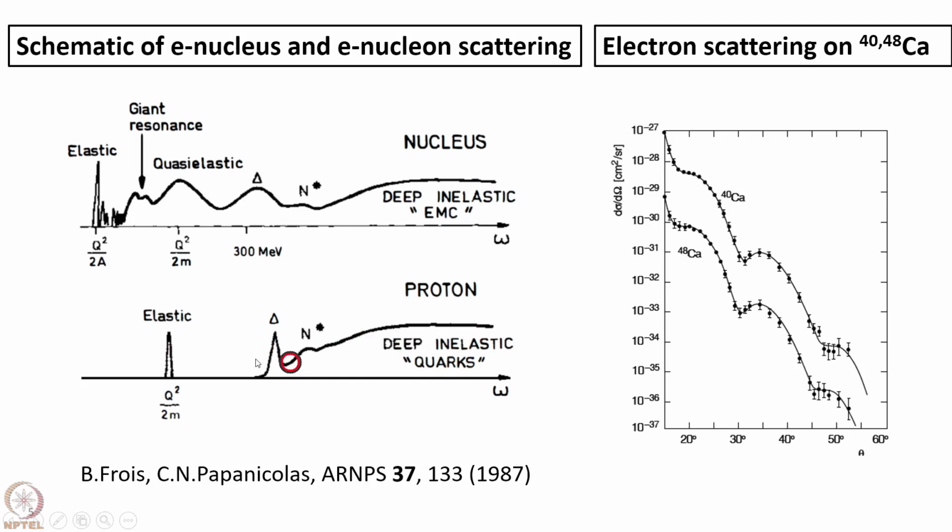A typical electron scattering cross section, we have seen this already, is d sigma by d omega versus angle for scattering of 40 calcium and 48 calcium. This is just to show that this is a schematic, and this is how it actually looks, the angular distribution for, let us say, scattering off calcium 40 and 48 nuclei in this region, elastic scattering, but as a function of q or angle.